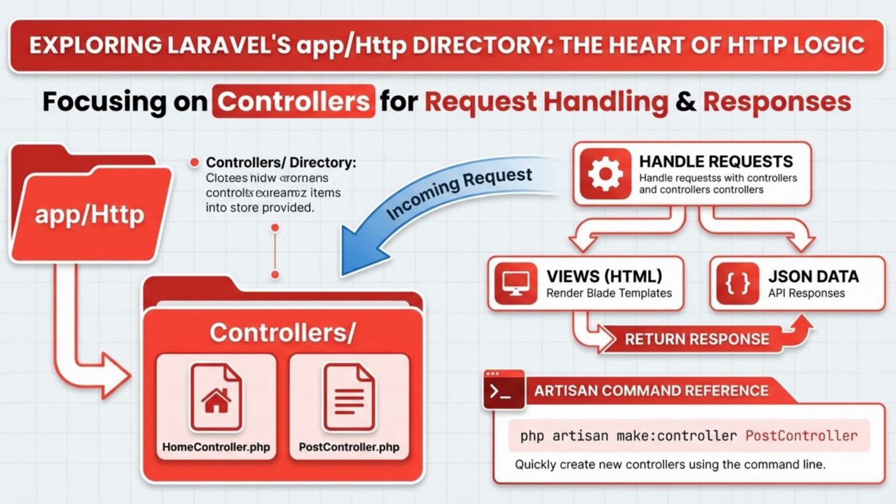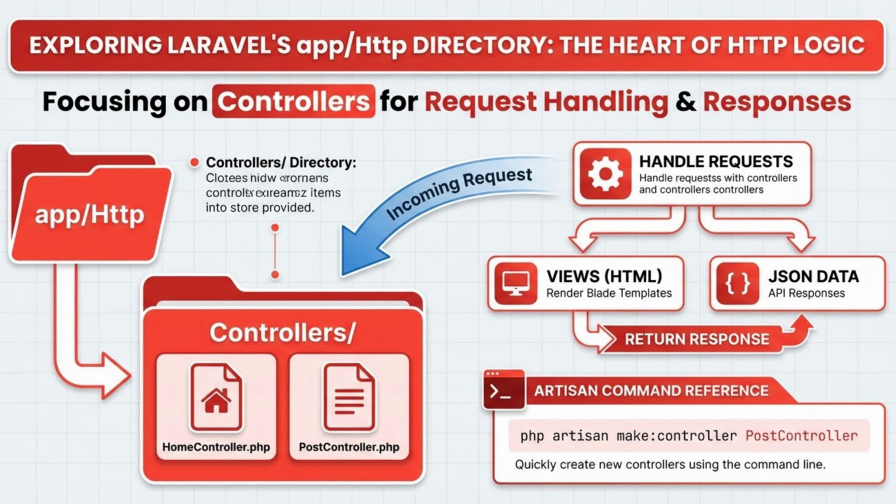In this section, we dive deeper into the app/Http directory, which is the core of how Laravel handles incoming requests. When a user interacts with your website or API, the request enters Laravel and is directed toward the Http folder, because this is the part of the application responsible for managing HTTP-based interactions. Inside this directory, the most important area is the Controllers folder. This is where you create controller classes like HomeController or PostController.